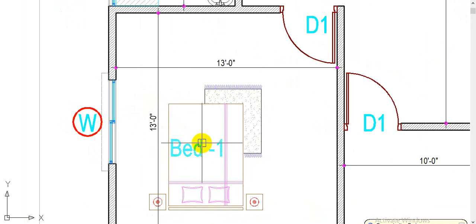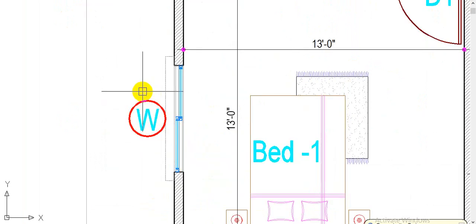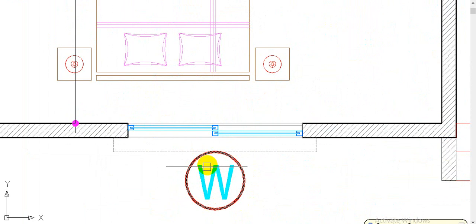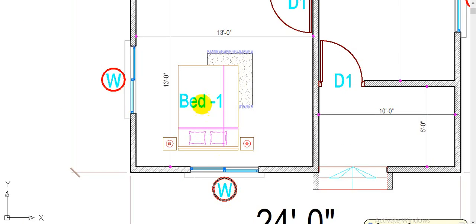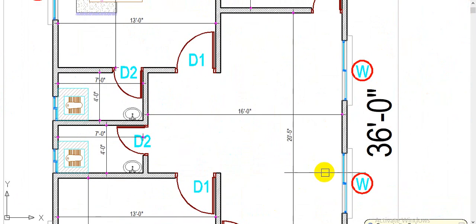This 13 feet by 13 feet bedroom 1 has two windows. On this left side here we have one window. On this side here we have another window. So viewers, the bedroom window length is basically 5 feet, but our drawing and dining space windows length is 7 feet.